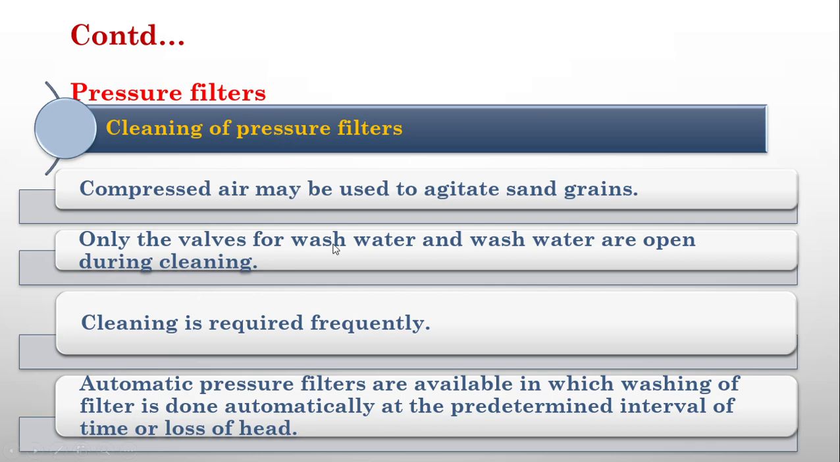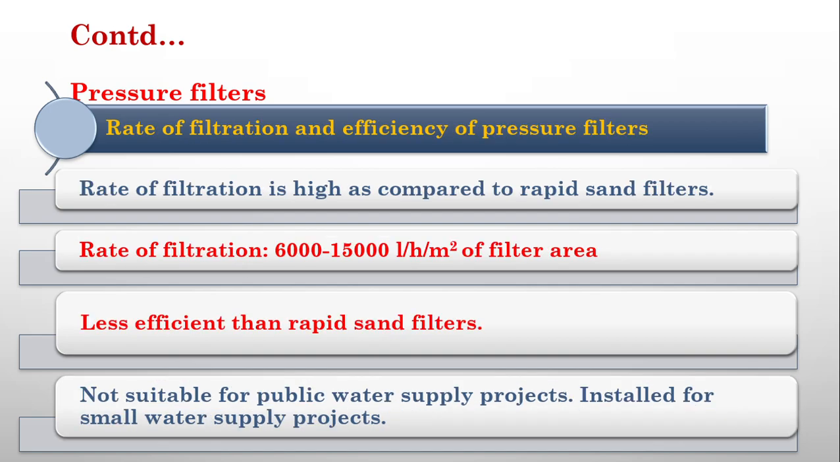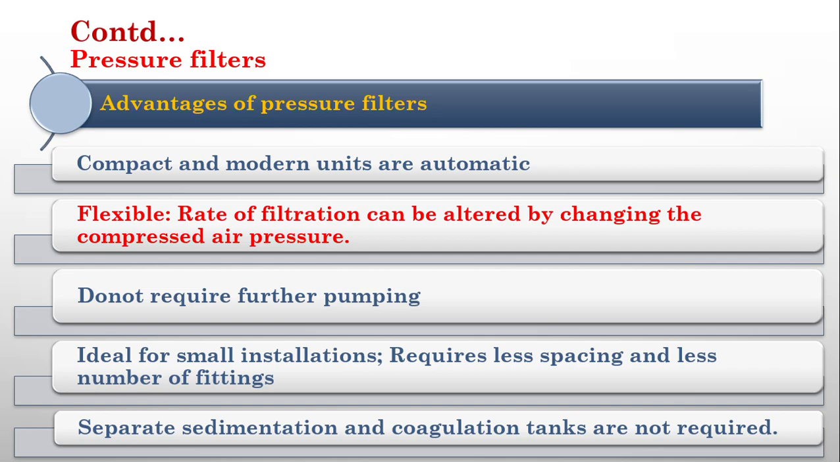Cleaning of the pressure filter can be done by means of compressed air. The rate of filtration will be 6,000 to 15,000. It is much higher than that of the rapid sand filter, but it is less efficient than the rapid sand filter. The main advantage of this type of filter is that when we change the compressed air pressure, we can change the rate of filtration. So we can alter the filtration rate. It is very flexible. That is the main thing.